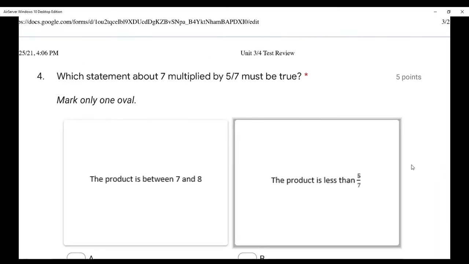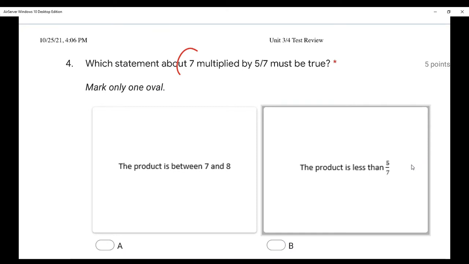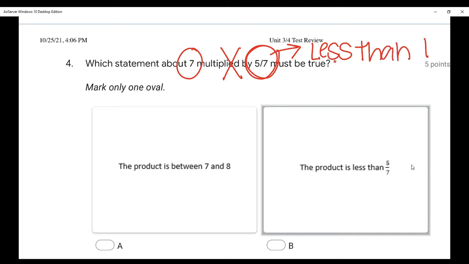This one says, which statement about 7 multiplied by 5/7 must be true? So I'm starting with 7 and I'm multiplying by 5/7. Notice that 5/7 is less than 1. I know that all fractions are less than 1 if they're just a regular fraction where your numerator is smaller than your denominator. Now, if you had an improper fraction like 9/3, where your numerator is bigger than your denominator, then it'd be bigger than 1. But ours is normal. 5 is smaller than 7. So I know that this fraction is less than 1.